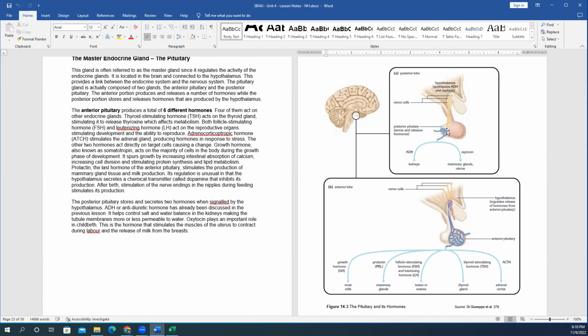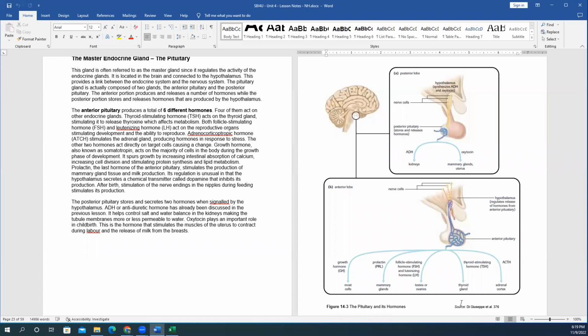So the anterior portion of the pituitary produces and releases a number of hormones, while the posterior pituitary stores and releases a different set of hormones that are actually produced by the hypothalamus. The anterior pituitary produces a total of 6 different hormones, and 4 of them can act on other endocrine glands.